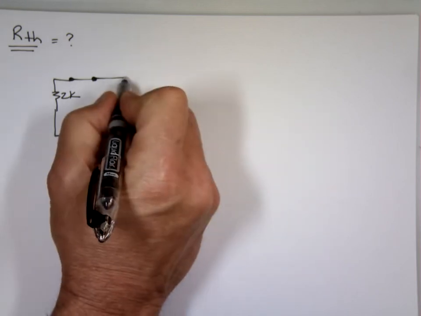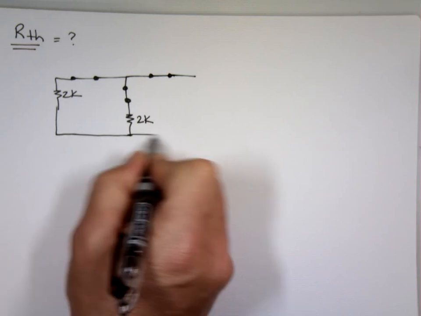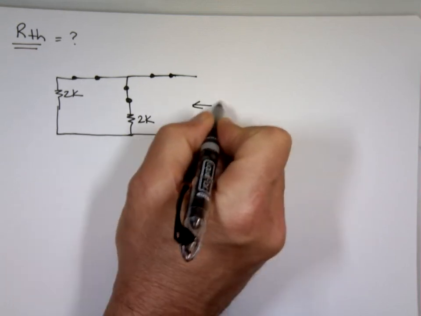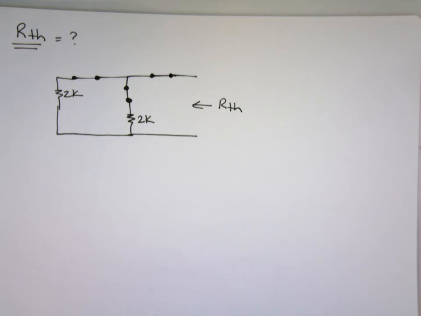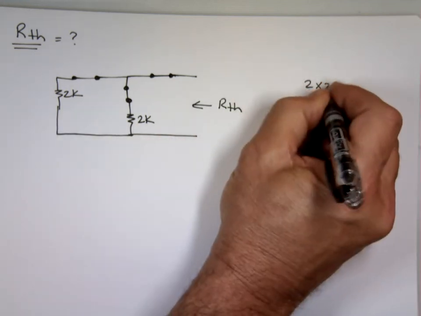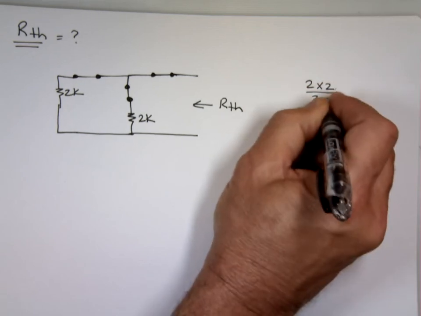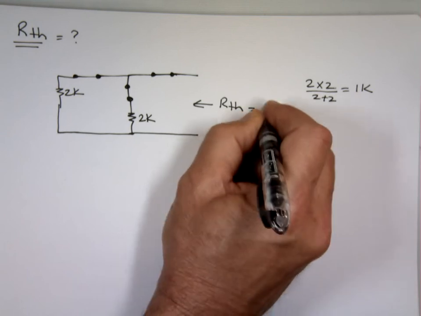Let's kill the 40 volt source. And what is R Thevenin? Looking that way, what is that R? It's 1K. It's 2K in parallel with 2K, so it's the product over the sum. So R Thevenin is 1K.